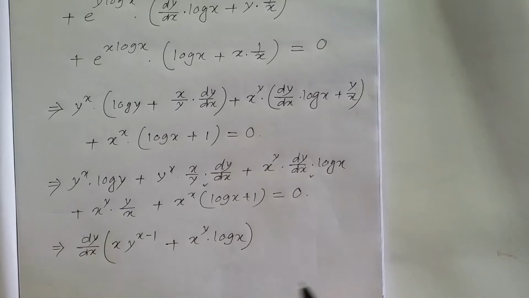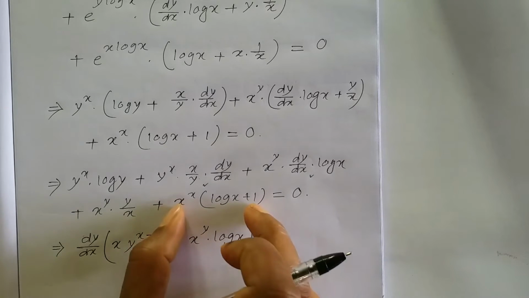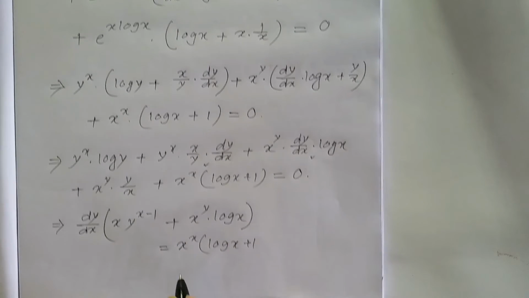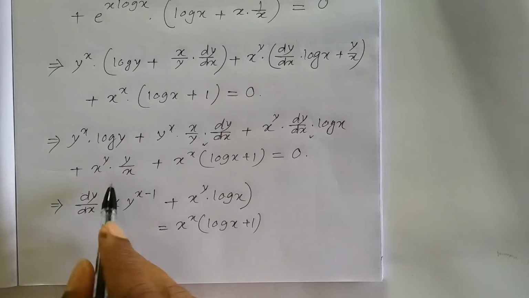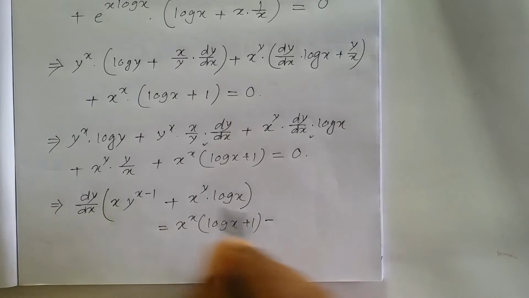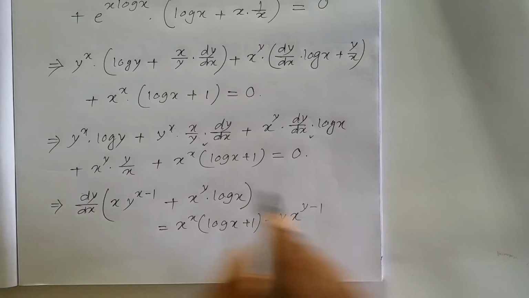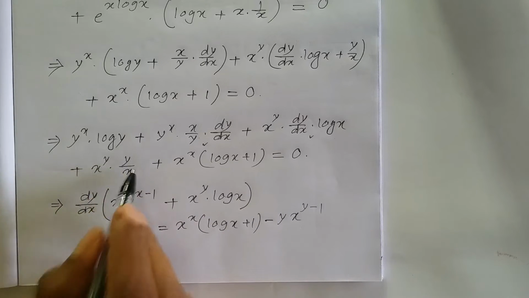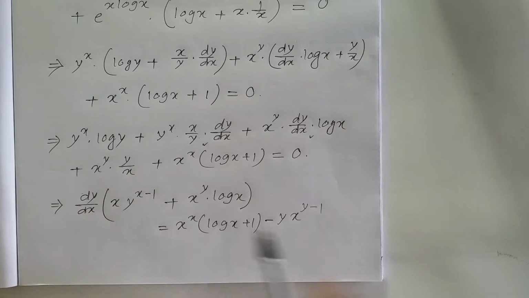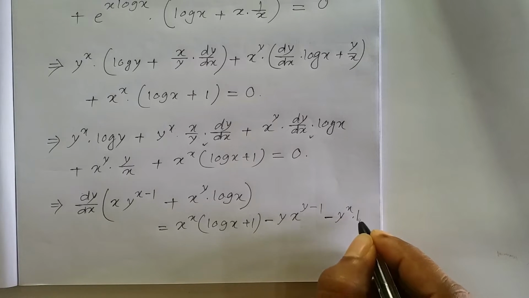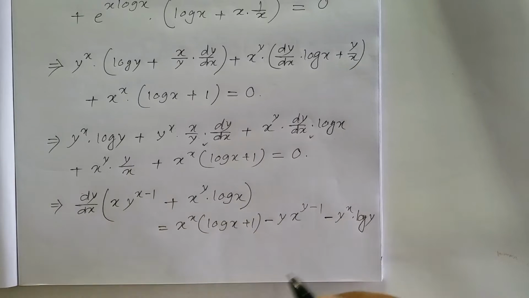No more terms involving dy dx, and shift all other terms to the right hand side, is equal to, this term is shifted to the right side, so it is simply x to the power x into log x plus 1. Then this term is shifted with a minus, it is actually y into x to the power y minus 1. This power is y minus 1, and this term is minus y to the power x into log of y.